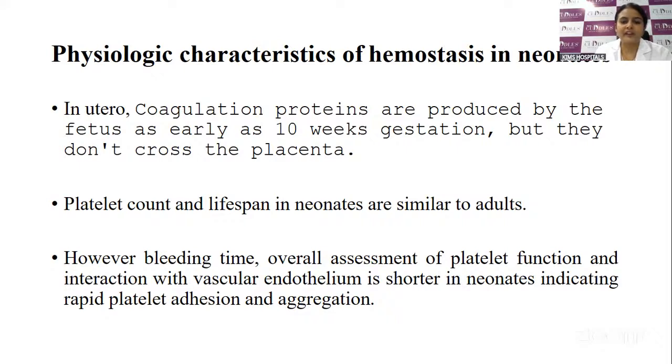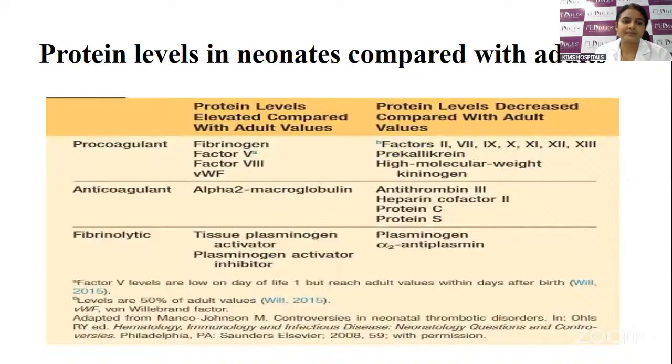Normally, these proteins which are involved in the coagulation cascade are produced by the fetus as early as 10 weeks of gestation, but they do not cross the placenta. Whereas the platelet count and the lifespan in the neonates are similar to that of the adults. But the bleeding time and the overall assessment of platelet function with interaction with the vascular endothelium are shorter in the neonates, leading to rapid platelet adhesion and aggregation, finally causing increased primary hemostasis.